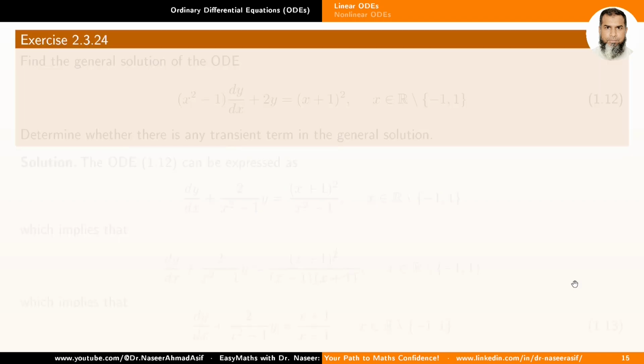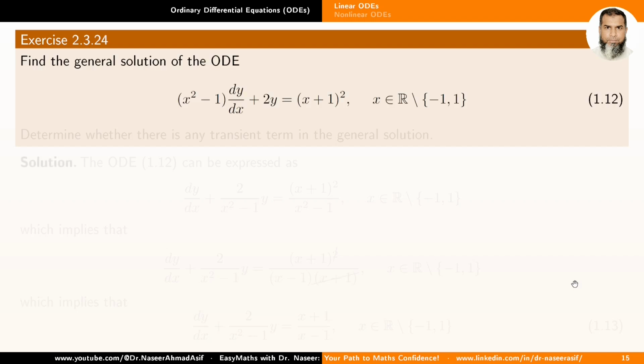We'll see another exercise. Find the general solution of the ODE (x square minus 1) into dy by dx plus 2y is equal to (x plus 1) square, where x belongs to R other than -1 and 1. Determine whether there is any transient term in the general solution.